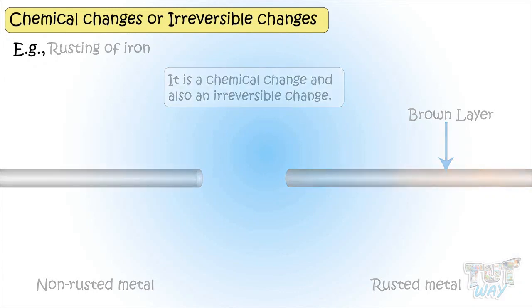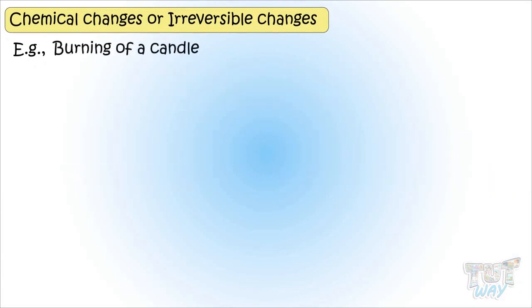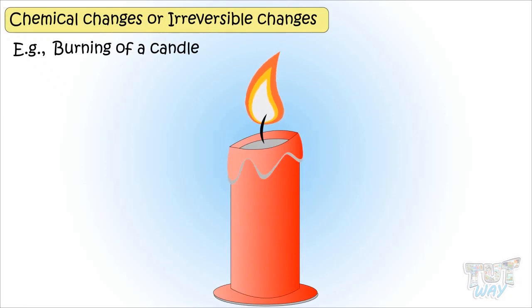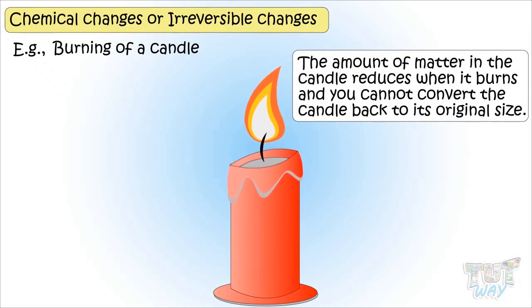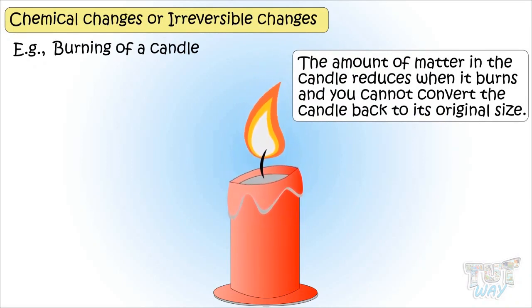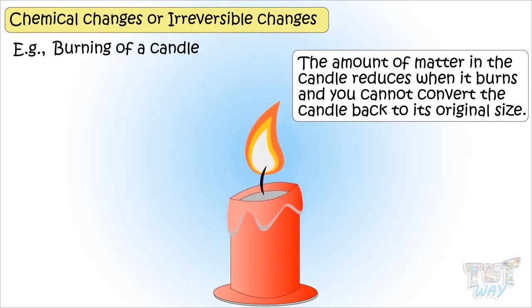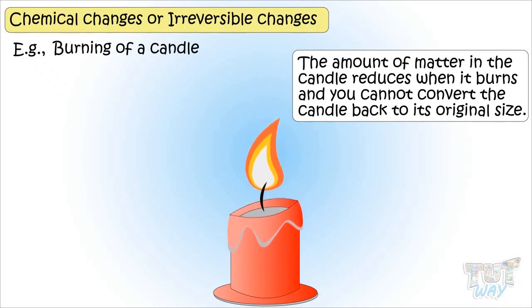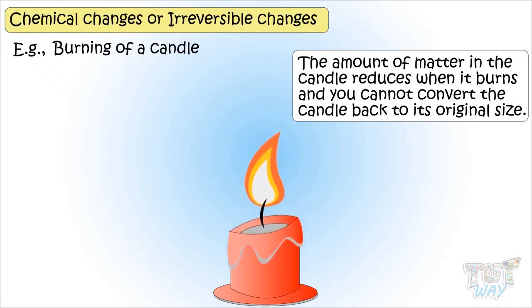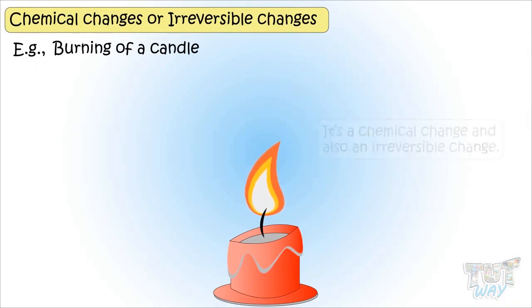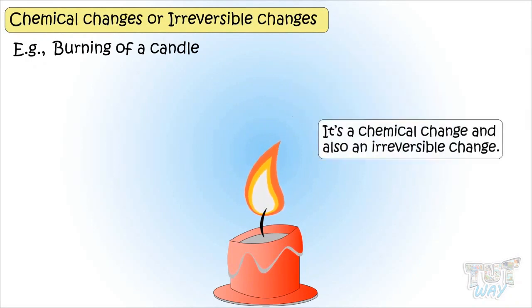Here is another example. Candle. When you light a candle, the size of the candle reduces with time. So amount of matter is getting reduced. And you cannot convert back the candle to its original size. So it's a chemical change. And also an irreversible change.